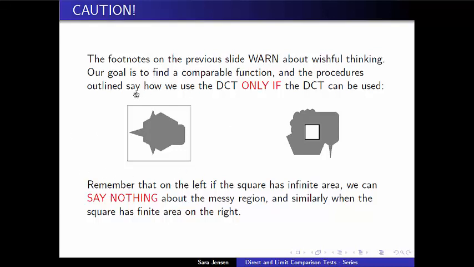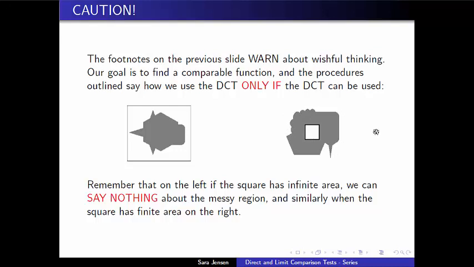When we originally studied these two pictures, there were two cases where we could draw conclusions, and those are the cases that are stated in the direct comparison test. But there were two cases where we could not conclude anything from the pictures that we had, and those cases were when the area of the square here was infinite. We weren't able to conclude anything about the area of the inside shape. And over here on the right, when the area of this square was finite, we were not able to say anything about the area of this larger shape.